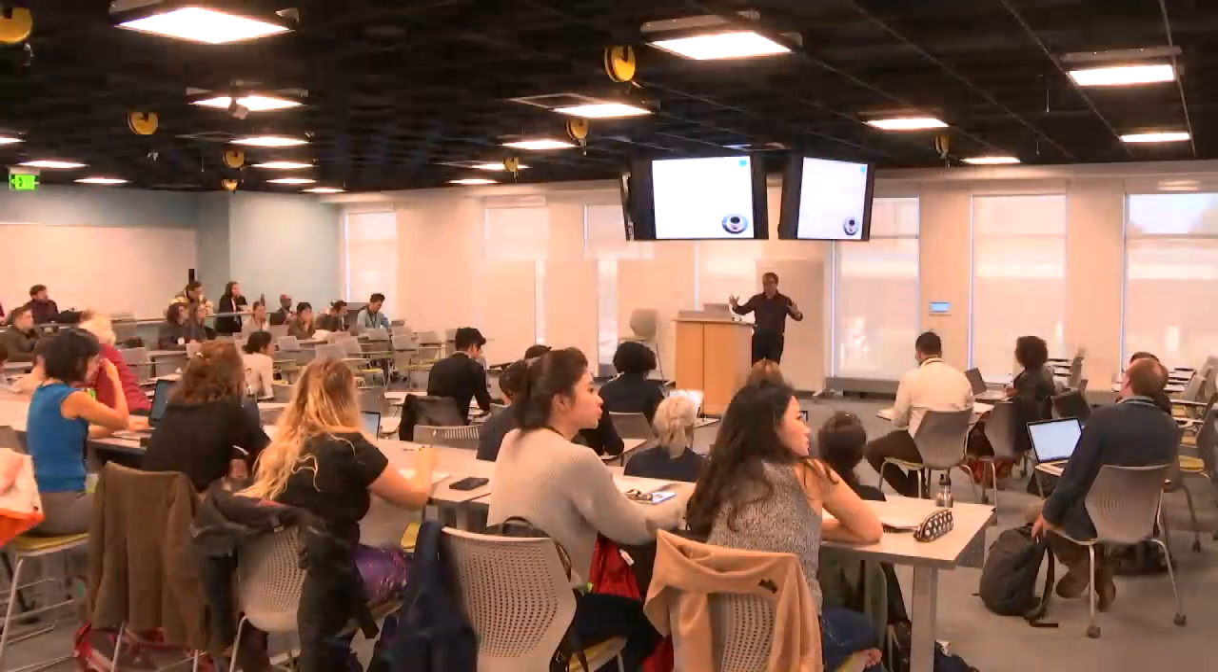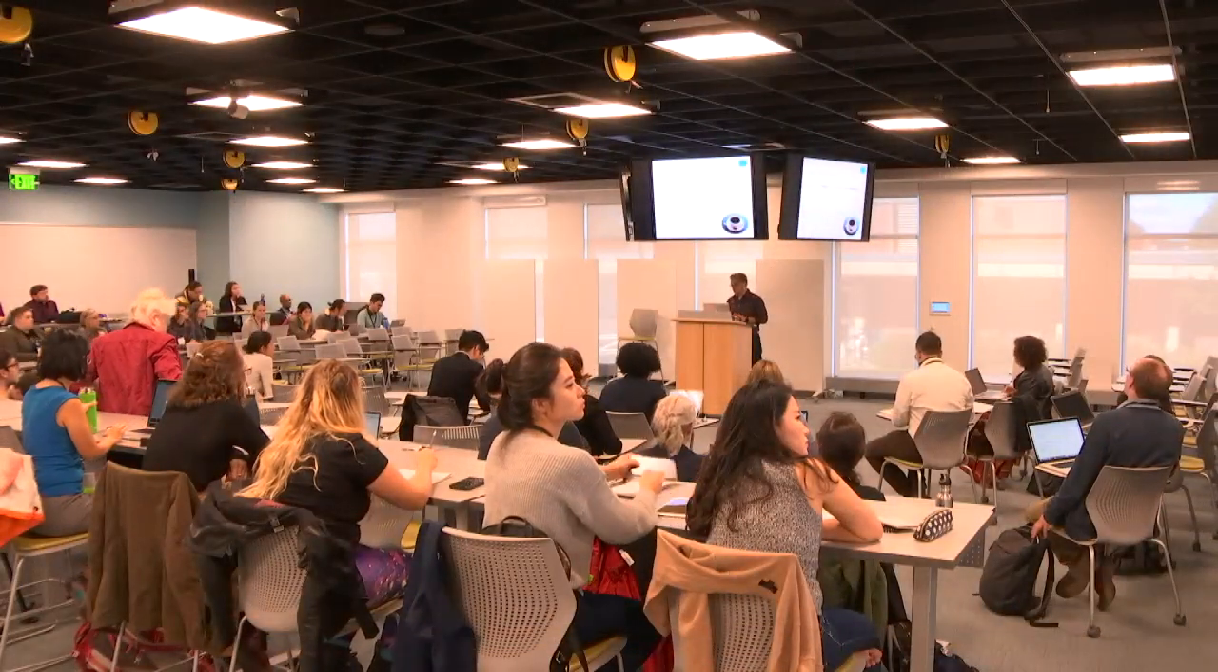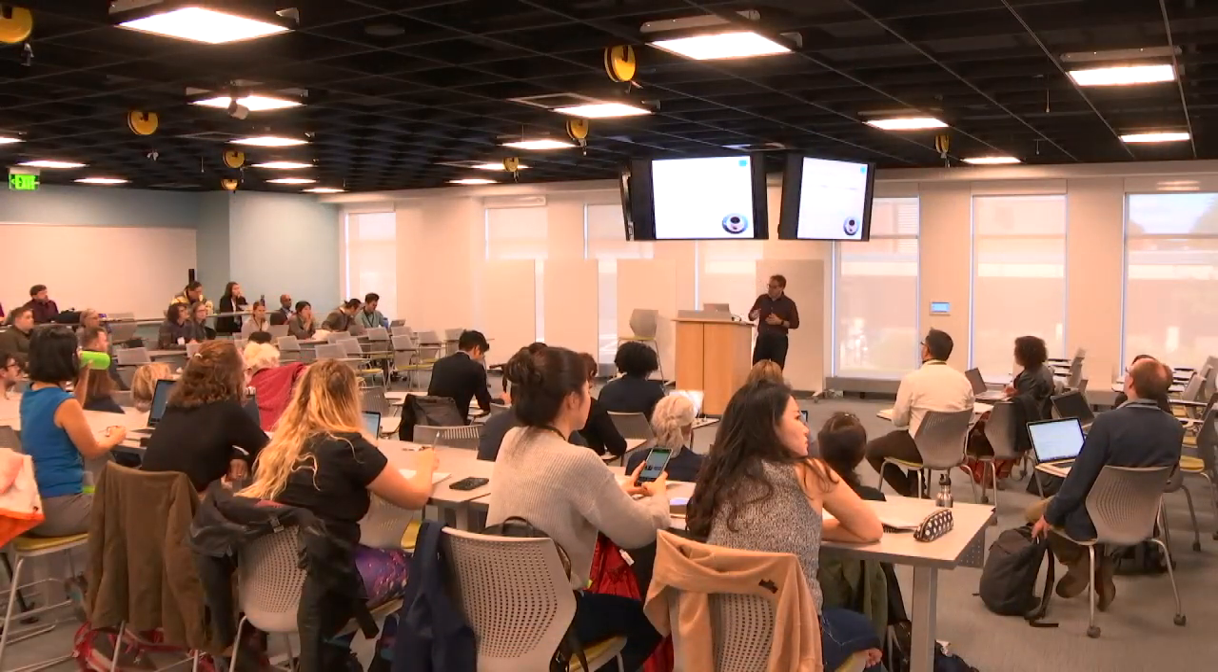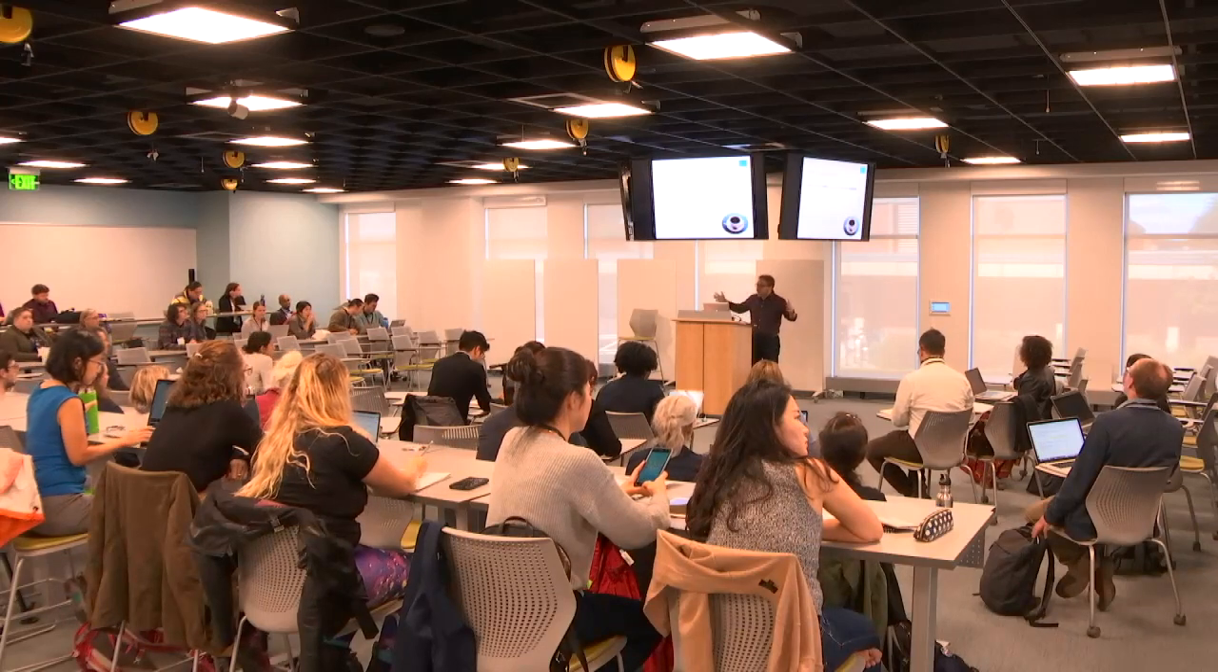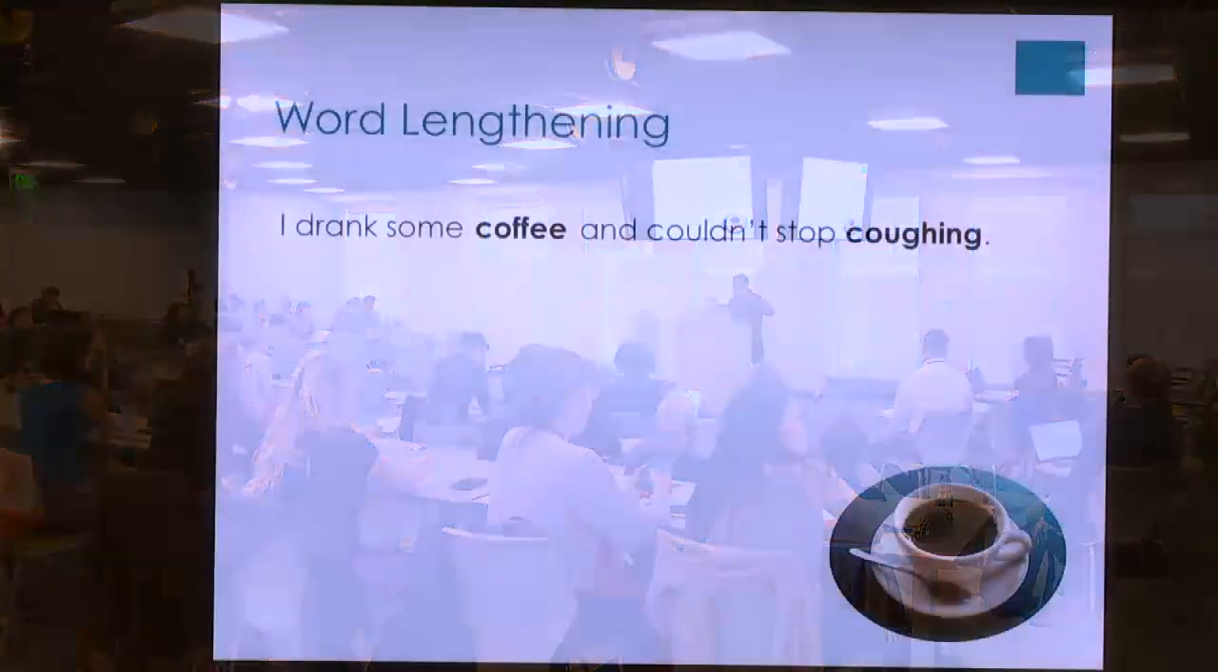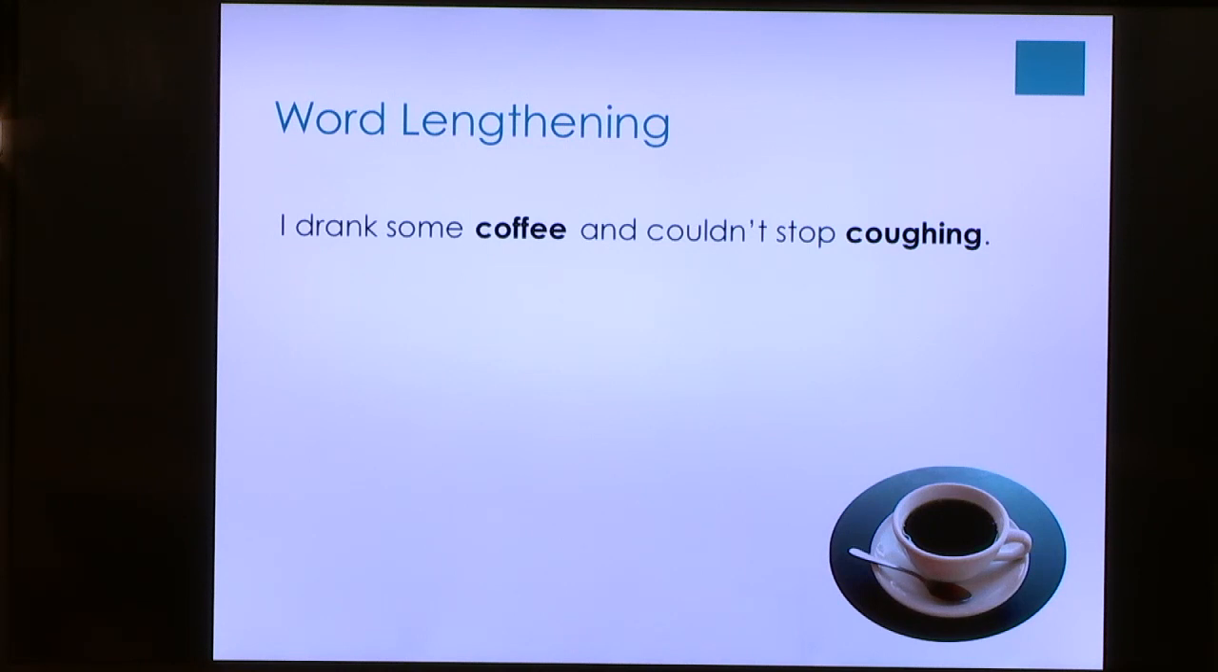So one way that we can investigate phonological encoding is by looking at word lengthening. What I mean by that is when we stretch out a word based on its surroundings. So if I say, I drank some coffee and couldn't stop coughing, I'm going to stretch out coughing because I've just said coffee, and these 2 words have the same initial phonological segment, cough. But why do we do this?